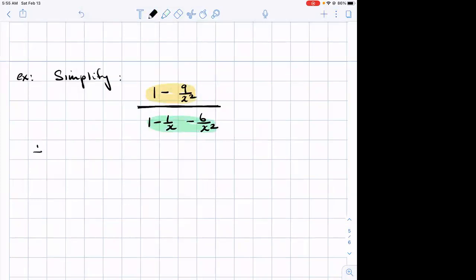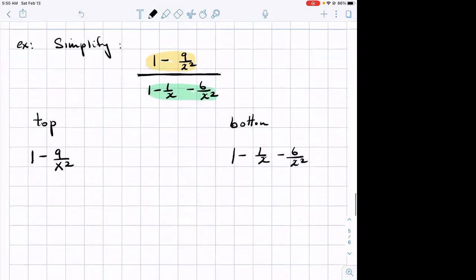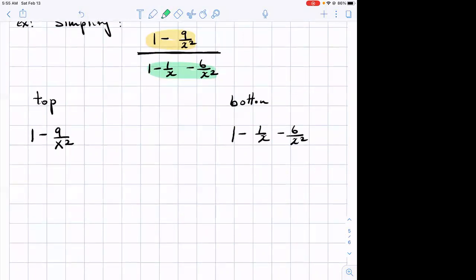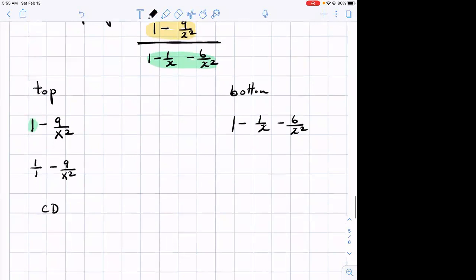So if we take out the top, which is the numerator, we have 1 minus 9 over x squared. If we take out the bottom, we have 1 minus 1 over x minus 6 over x squared. So this here as a fraction is 1 over 1 minus 9 over x squared. So the common denominator here is, there's nothing to factor in the denominator, so 1 times x squared, which is really equal to x squared.